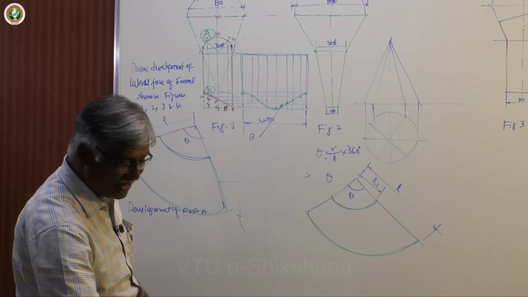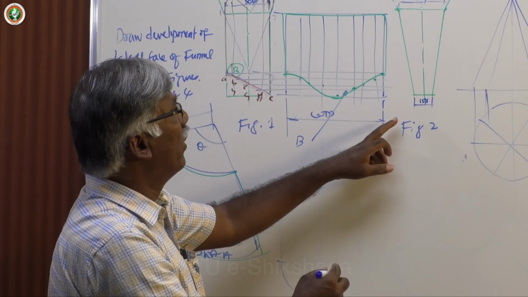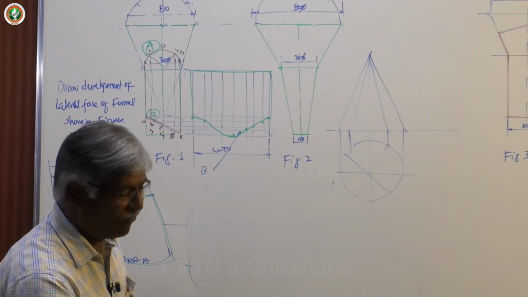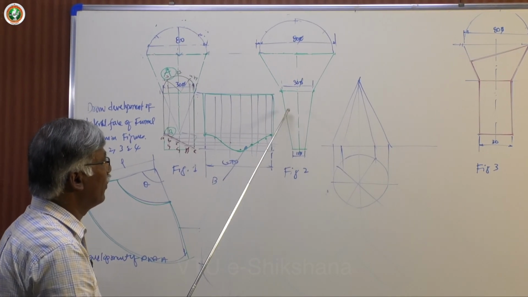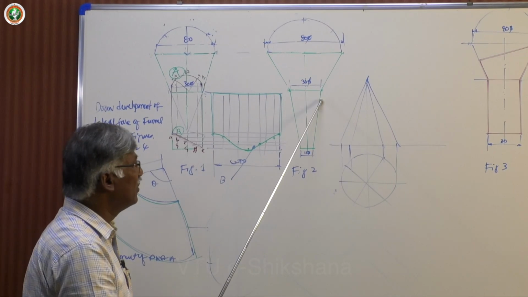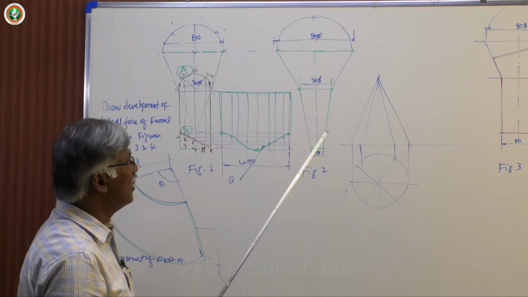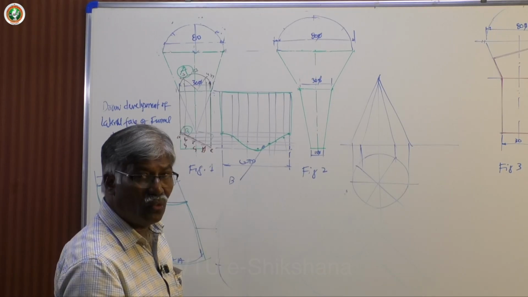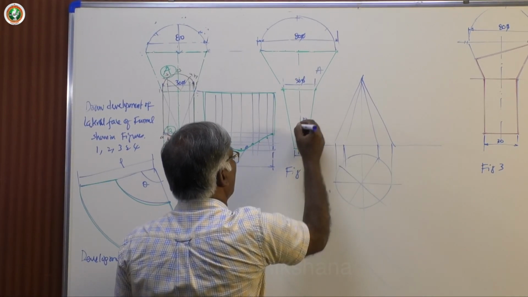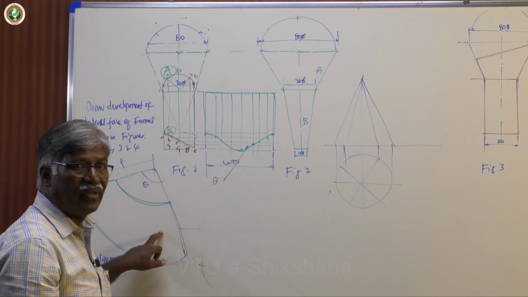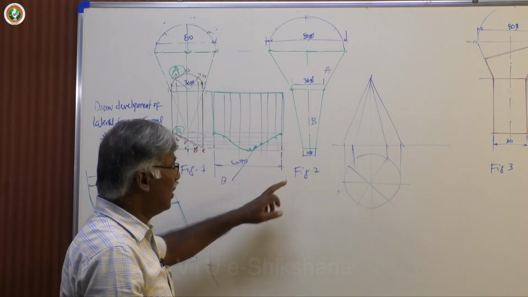Now let me take figure 2. We have the second figure, a frustum of a cone and again one more frustum of a cone. This is of smaller dimension and this is a little bit lengthier, this is 50 and this is 70. So you will get two segments here. One is again part A and part B. Part A we already know how to do. Part B is again a frustum of a cone.